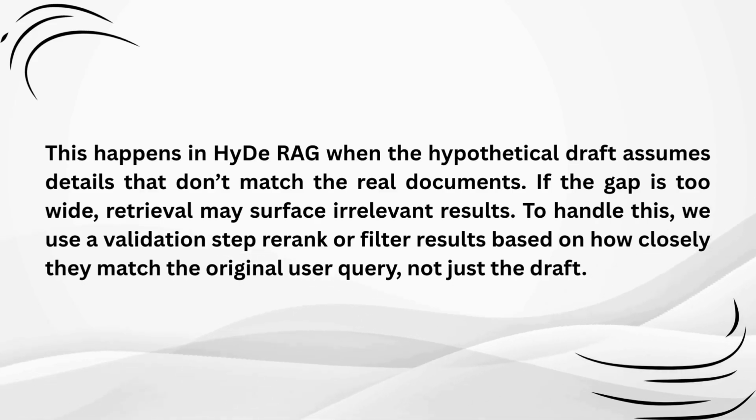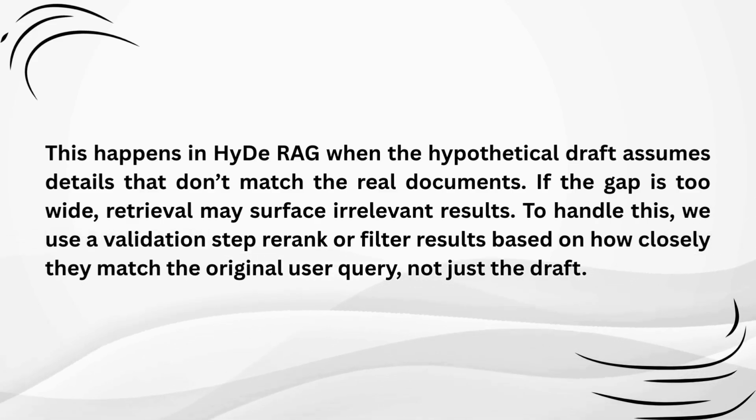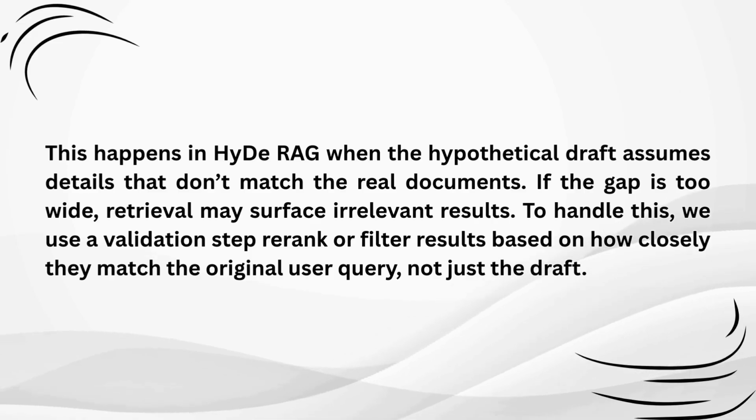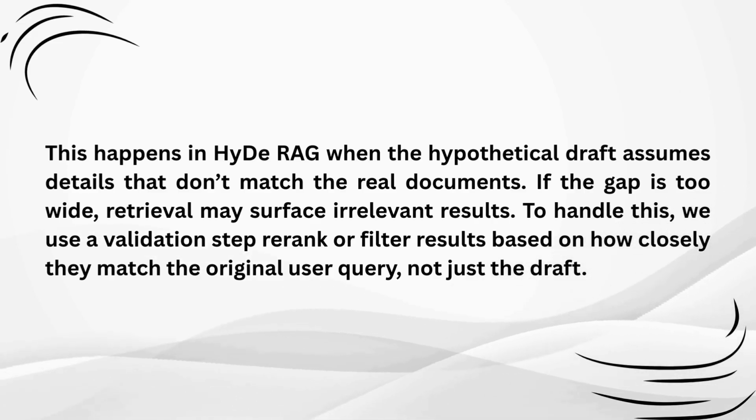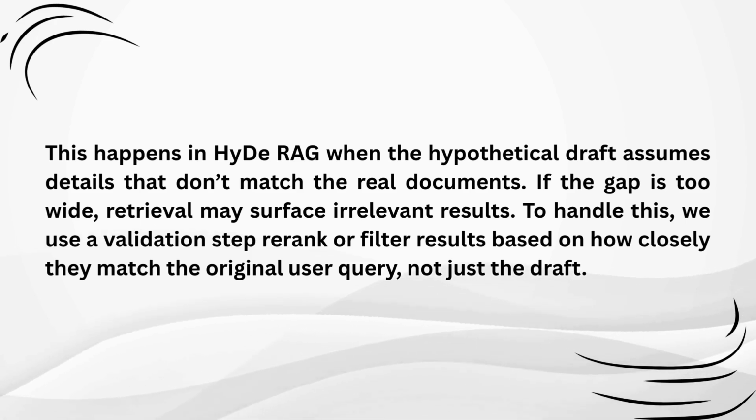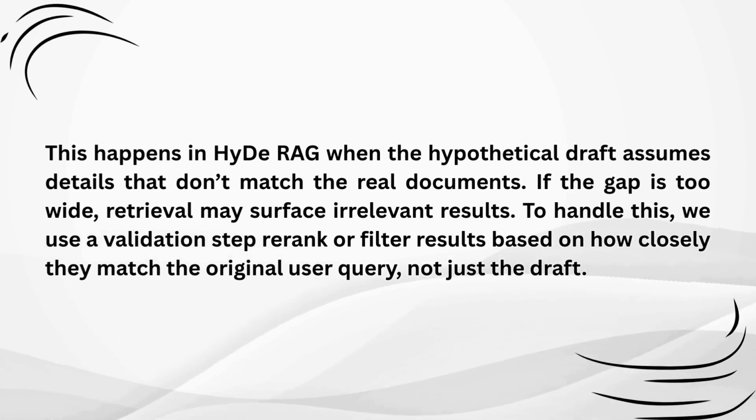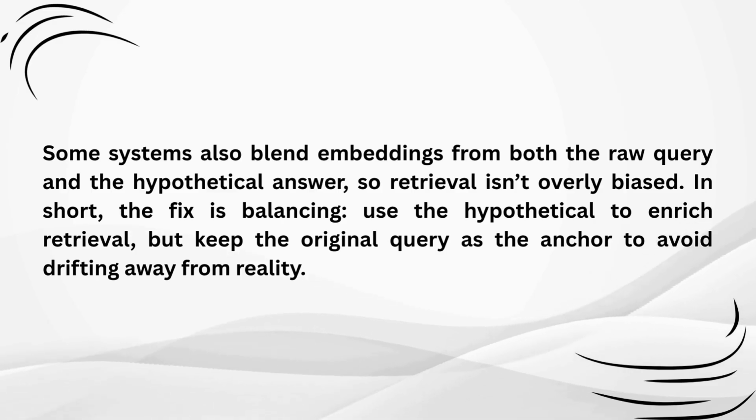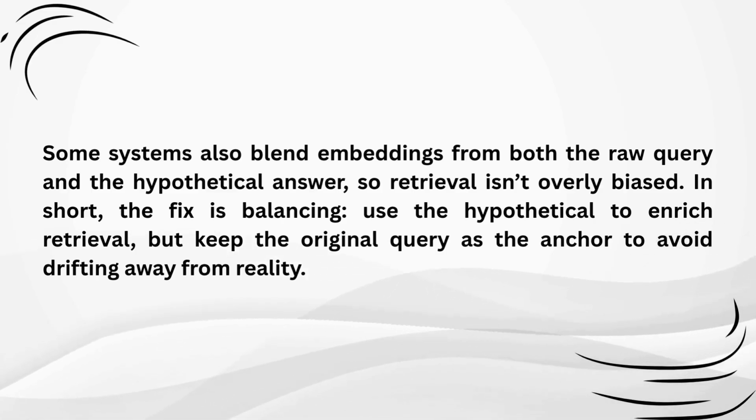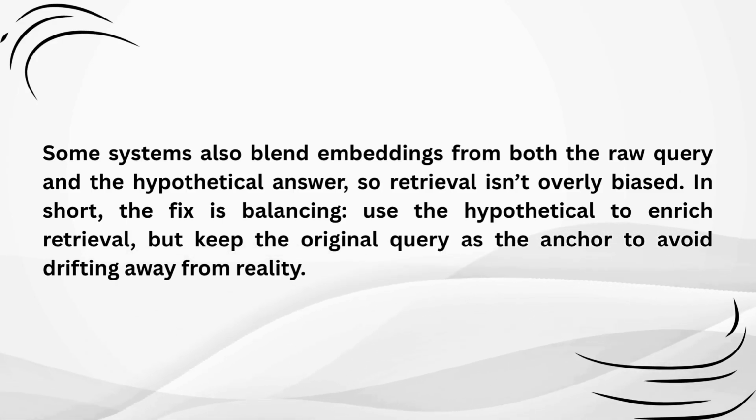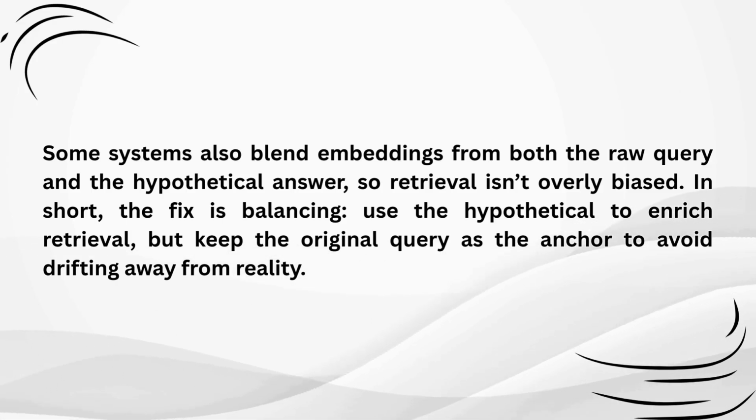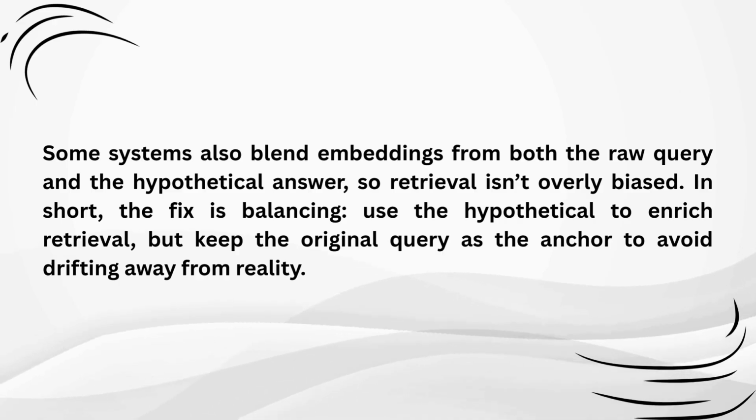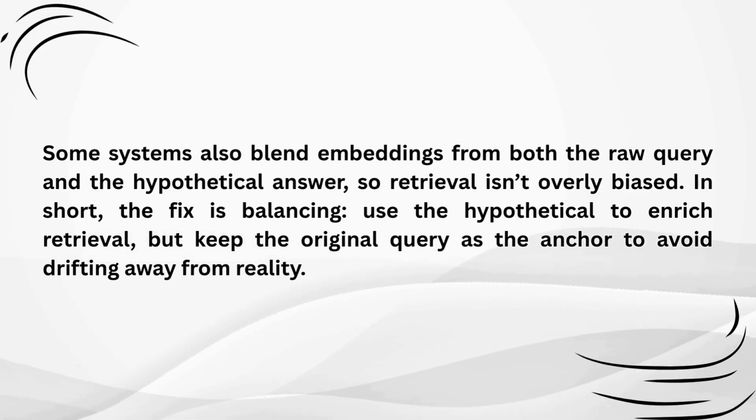This happens in HyDE RAG when the hypothetical draft assumes details that don't match the real documents. If the gap is too wide, retrieval may surface irrelevant results. To handle this, we use a validation step to re-rank or filter results based on how closely they match the original user query, not just the draft. Some systems also blend embeddings from both the raw query and the hypothetical answer, so retrieval isn't overly biased. In short, the fix is balancing. Use the hypothetical to enrich retrieval, but keep the original query as the anchor to avoid drifting away from reality.